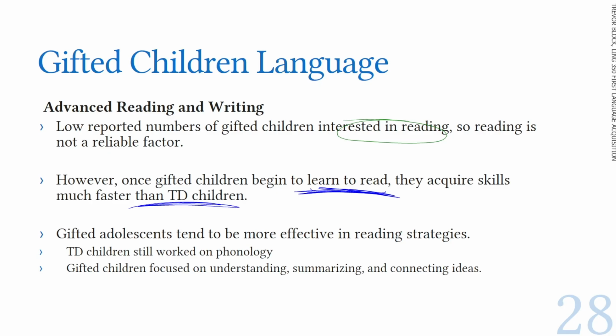And when you get gifted adolescents, when these children grow older, they tend to be more effective in reading strategies. So they focus more on understanding, summarizing, and connecting ideas, rather than kids around the same age who are still focusing on just comprehending precisely what the sentence is. They're spending so much time reading every single sentence and every single word and just trying to understand what is being written on the page, while gifted children can do that much faster, so they can focus on the more advanced techniques.